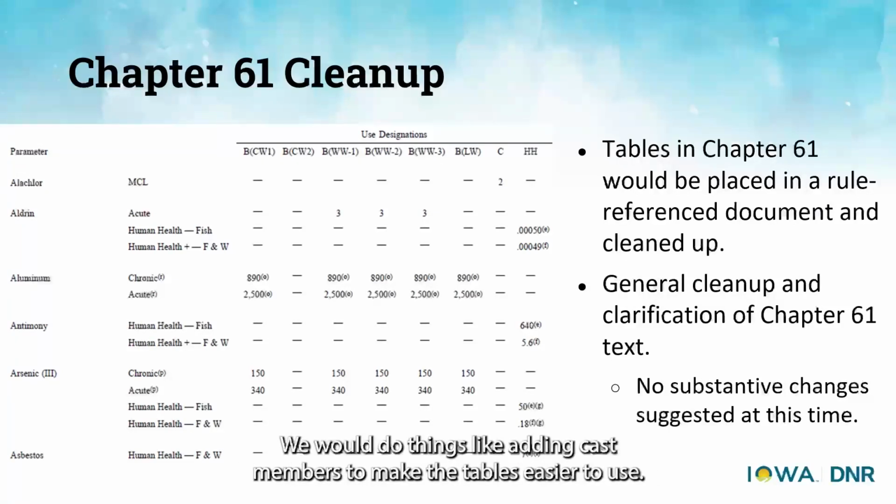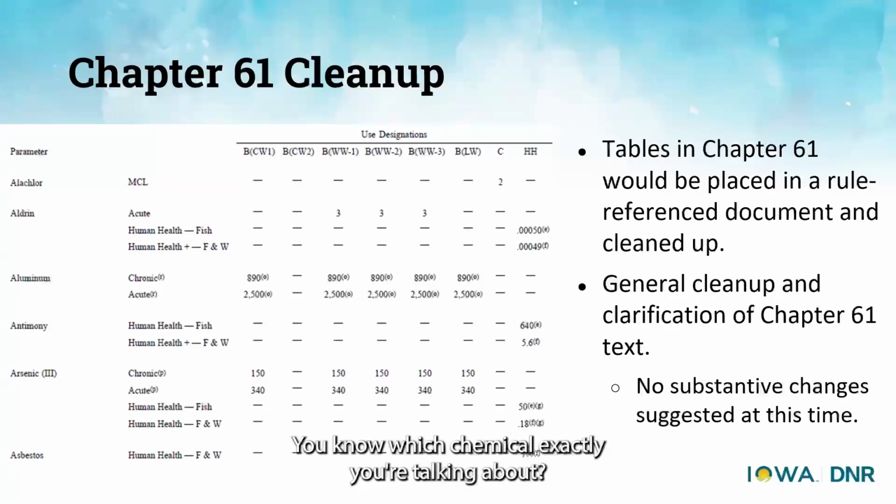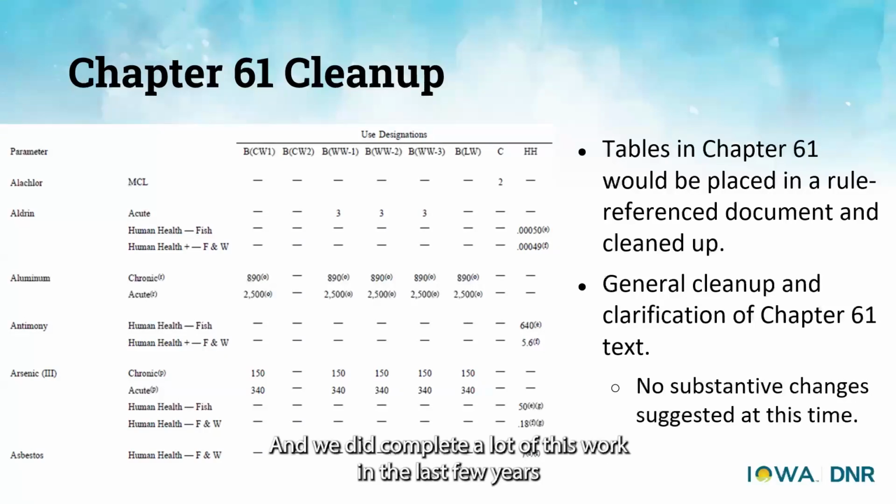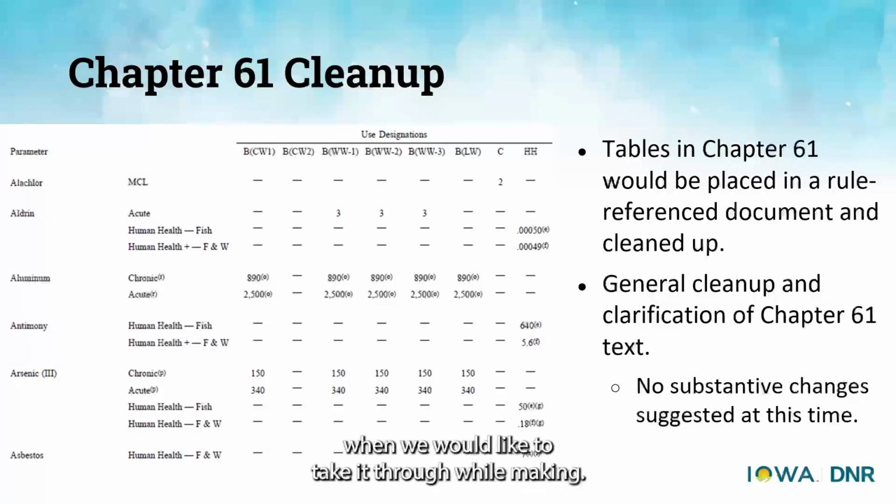We would do things like adding CAS numbers to make the tables easier to use, so you know which chemical exactly you're talking about. For example, sometimes with Class C, we refer to it as Class C. Sometimes a drinking water source, we use the term before we define it. We need to clean that up. And we did complete a lot of this work in the last few years, and we would like to take it through rulemaking.